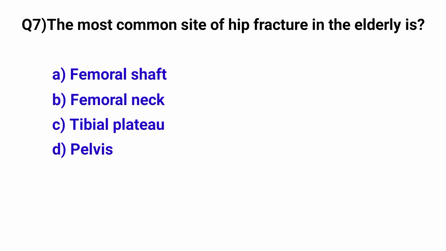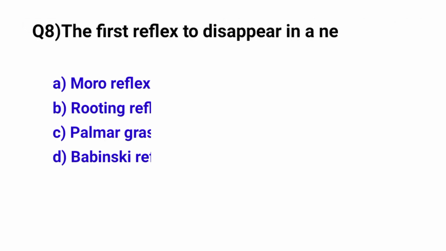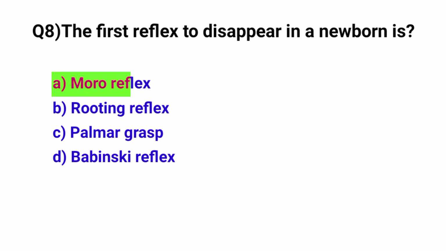Question number 7. The most common site of hip fracture in the elderly is. The correct option is B. Femoral neck. Question number 8. The first reflex to disappear in a newborn is. The correct option is A. Moro reflex.